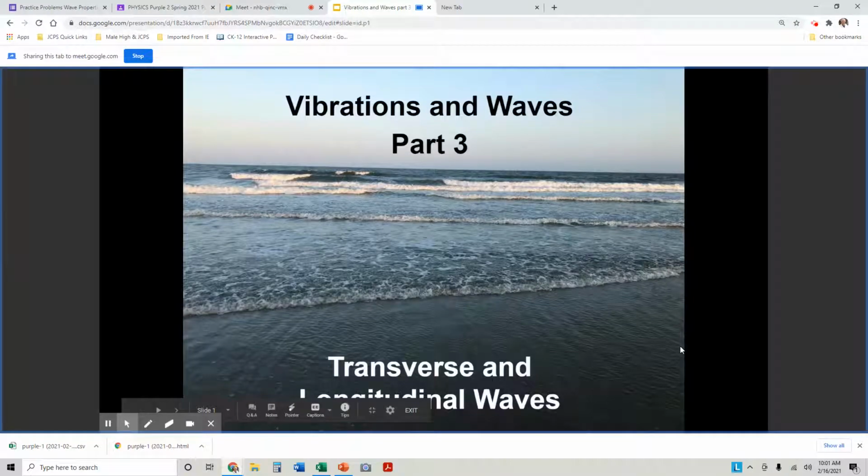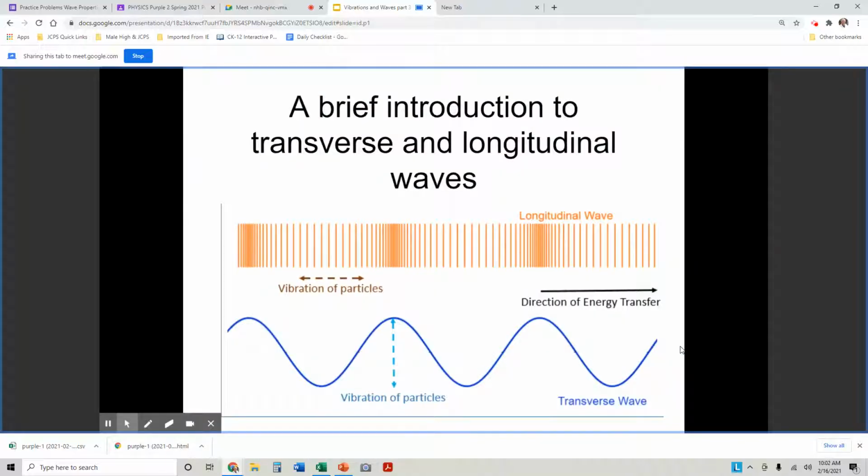Today we will have a very brief lecture about two of the main types of waves. We're going to talk about transverse and longitudinal waves. Now, the reason why there is a different type of wave that you can talk about is you have to watch which way the particles are moving relative to which way the energy is moving.